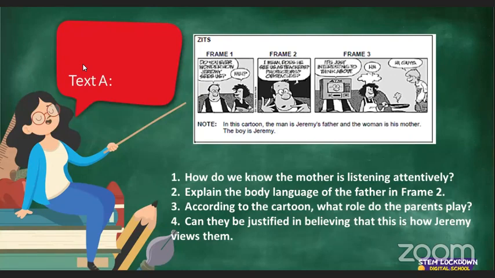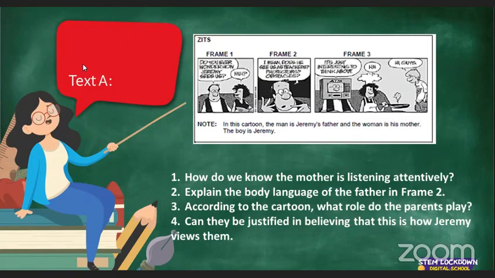And then the next one is according to the cartoon. What role did the parents play? The mother sees herself as the cook, and the father sees himself as a provider of money, or an ATM, right? You can say it for what it is. And then the fourth question was the justification of believing that that is how Jeremy views them.